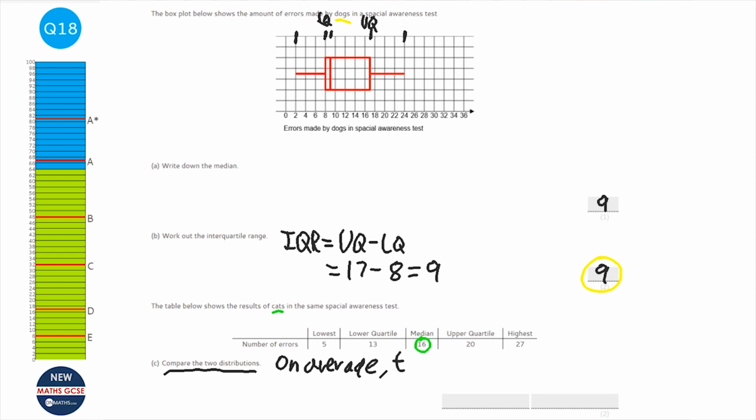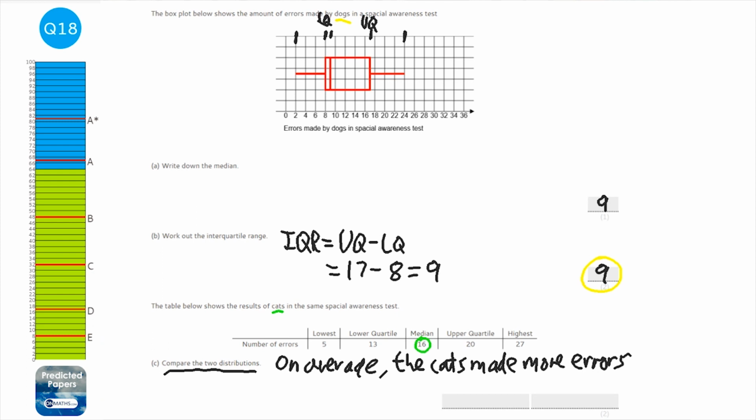On average, the cats made more errors. And always just write down the medians of the cats and the dogs as well. I'm not going to, but write down the fact that the cats has a median of 16 and the dogs had a median of 9. Okay, that makes it really clear.